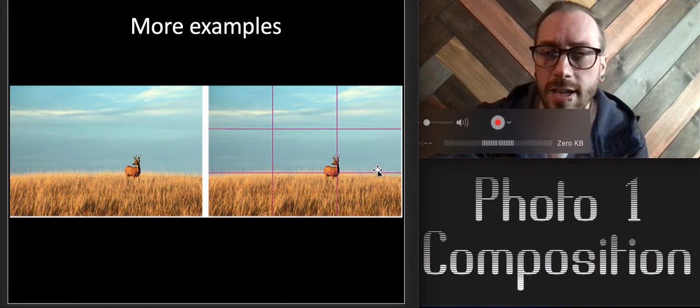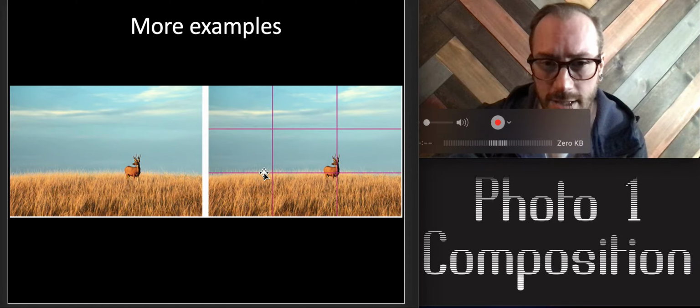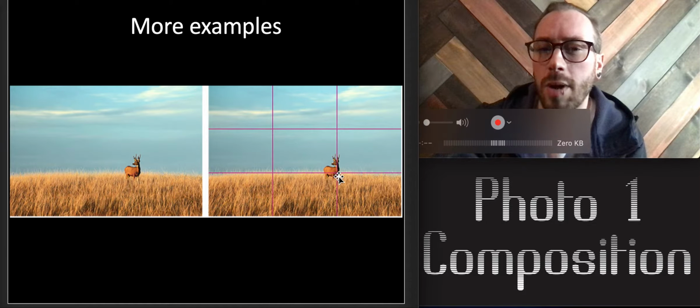Middle third is being taken up by just blue sky. Bottom third is being taken up by the field. Now this one is almost perfect, where that horizon line is separating the field from the sky. Deer not in the middle, offset on the bottom right. And then the deer is looking to the left, and that is where the open space is. On the right side, not as much open space.